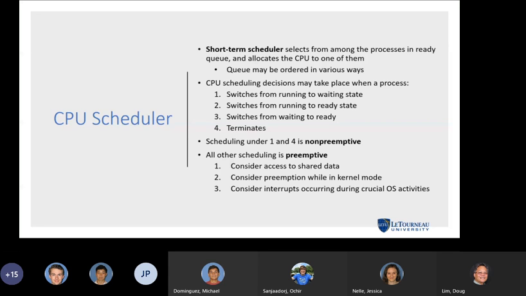Again, it's also not necessarily the norm. And then another thing is interrupts: what happens with interrupts in terms of their interaction with CPU scheduling and the transitions between the different states.